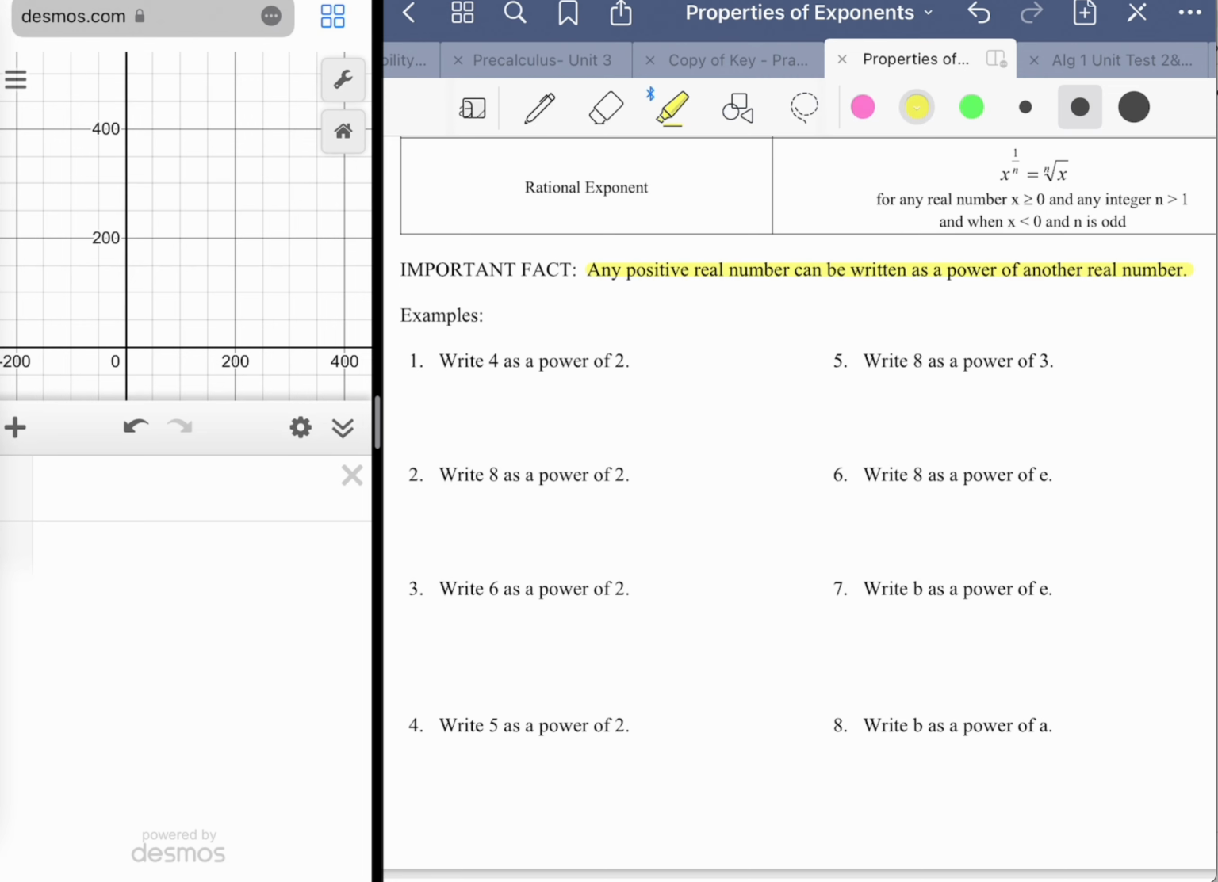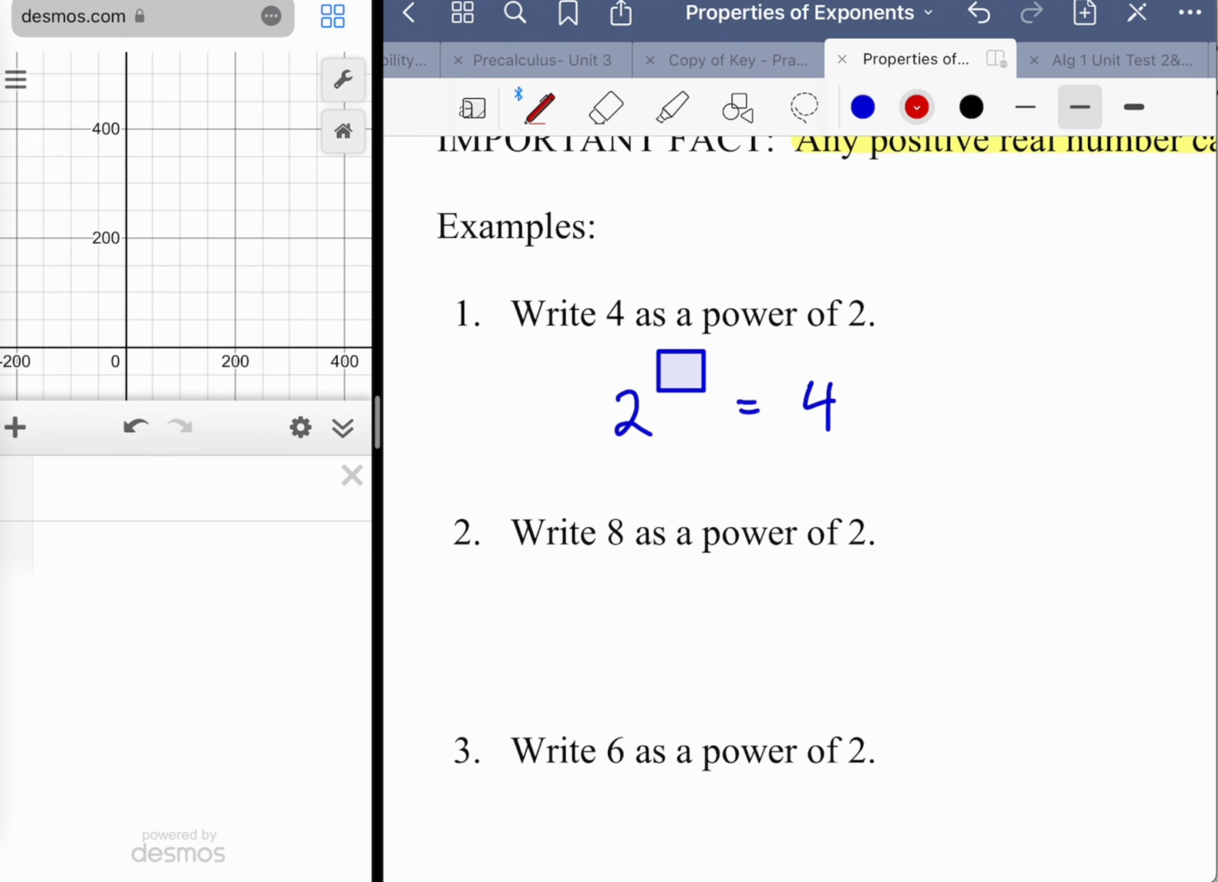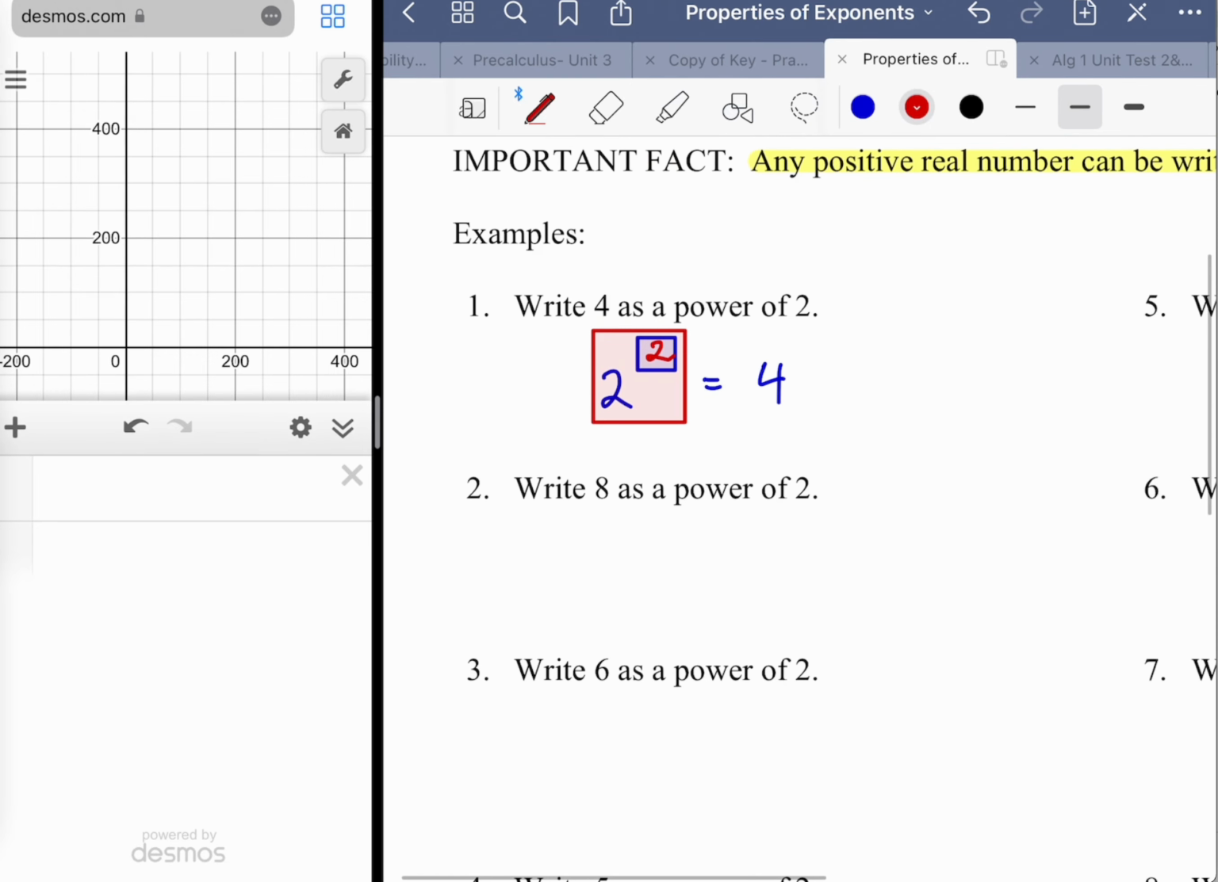All right. So when they say write 4 as a power of 2, it's saying what power would 2 have to be raised to in order to equal a result of 4. So you would come back with hopefully 2 to the second power. So 2 to the second power is that conversion. So it's pretty easy. Same idea with writing 8 as a power of 2. I would be saying 2 raised to what power would give me a result of 8. That would be 2 to the third power.